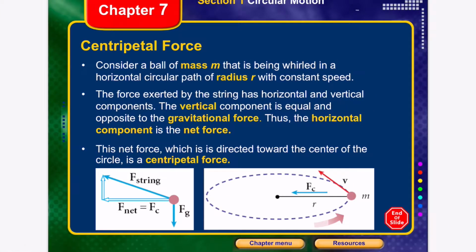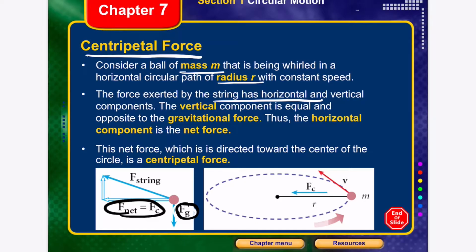Now we discussed acceleration. Remember that acceleration of an object also creates force. That force here is called the centripetal force. Now consider a ball of mass m that is being whirled in a horizontal circular path of radius r with constant speed. The force exerted by the string has both horizontal and vertical components. The vertical component here balances gravity, the force of gravity, and the horizontal component is the net force which is directed towards the center of the circle, and it is called the centripetal force.